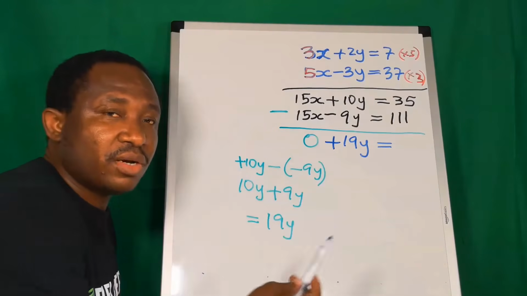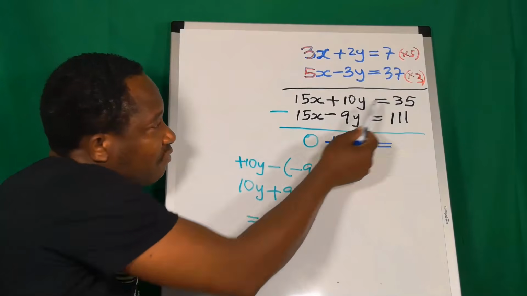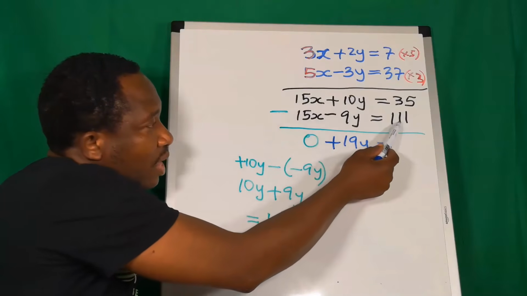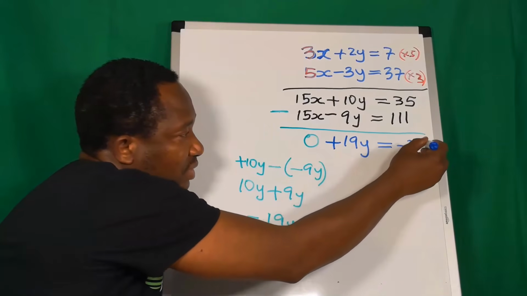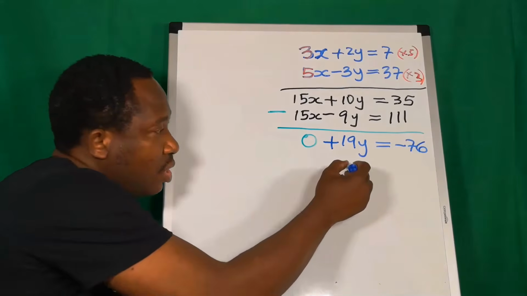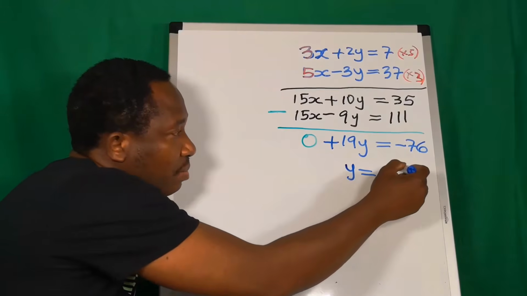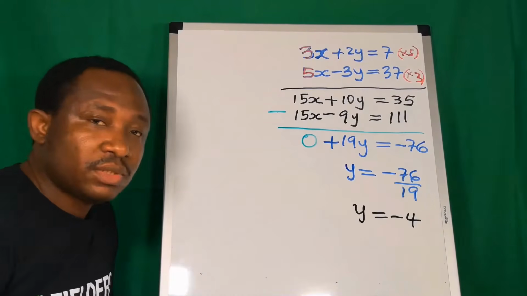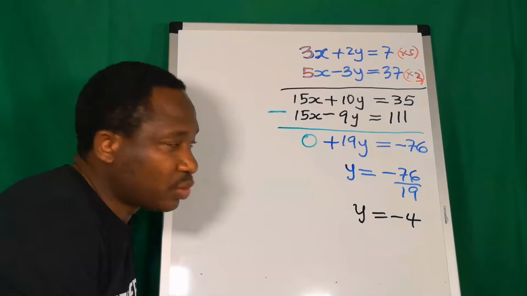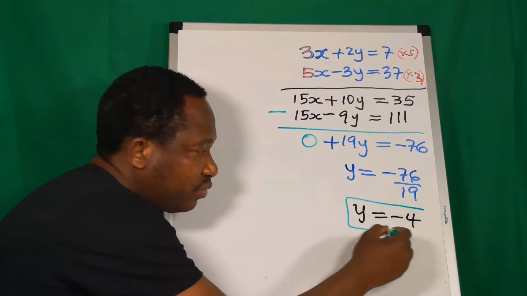Next, on the other side, I'm going to have 35 minus 111. Here I'm going to have minus 76. Next, y is now minus 76 divided by 19. And now we have that y is minus 4.